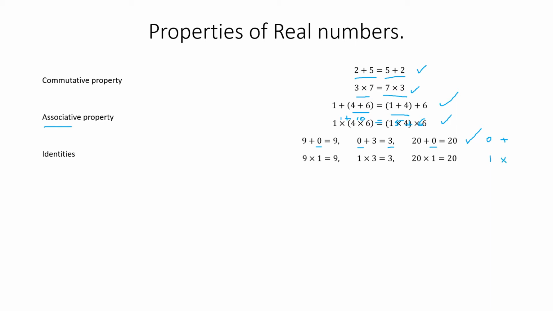By multiplication we get the same number. If we multiply 1 with any number, we get the same result. If 0 is added with any number, we get the same number. So they are called identities.